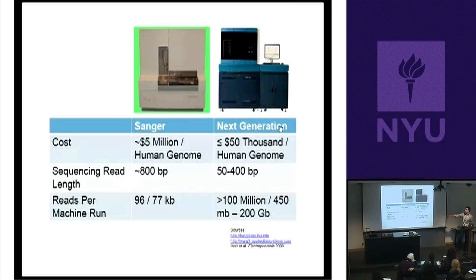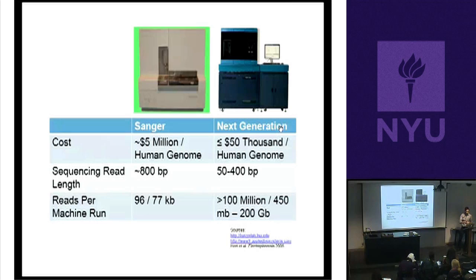You just divide 200 by about 3. To do the same thing on one Sanger machine, it would take about 14 years. You would have to run the machine constantly. It would never have to fail. You could never stop all year round. You have to run it nonstop for 14 years in order to get the same type of throughput.